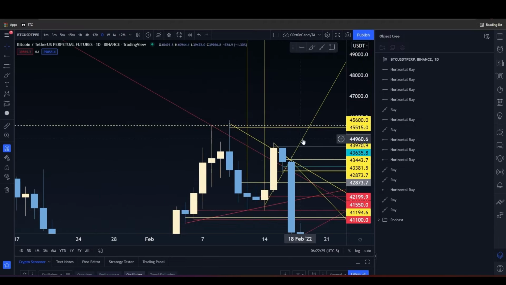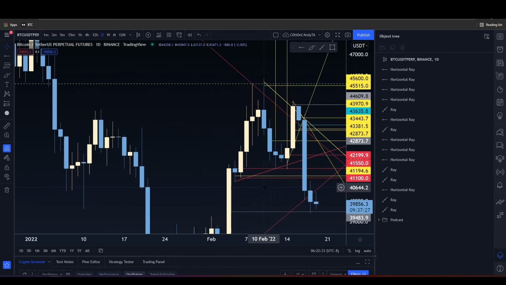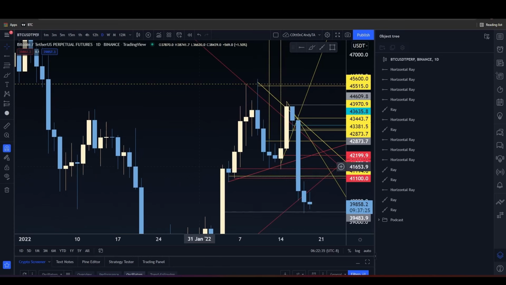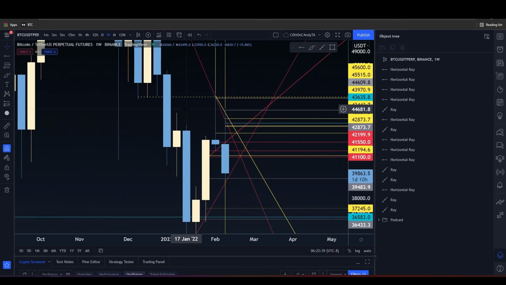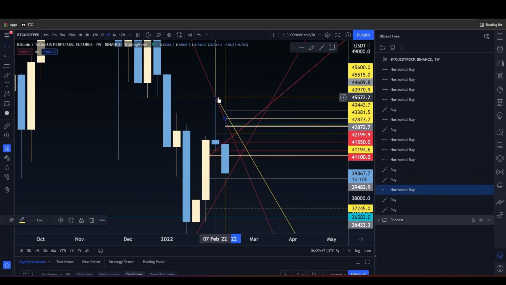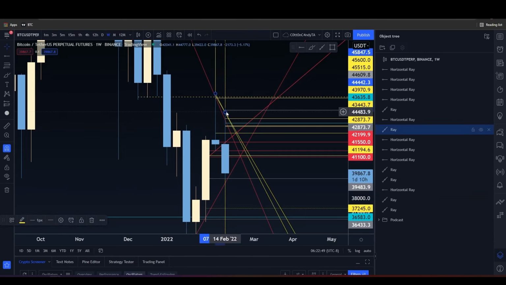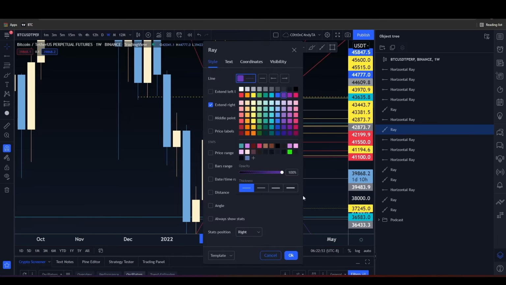I think there were some shorts missed in here by not getting to the greedier part of the move, and I think the important thing that comes out of this is going to be this weekly to weekly. I think this is going to be the important thing that comes out of this.